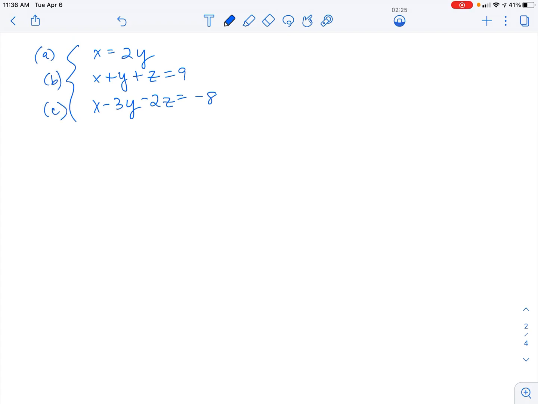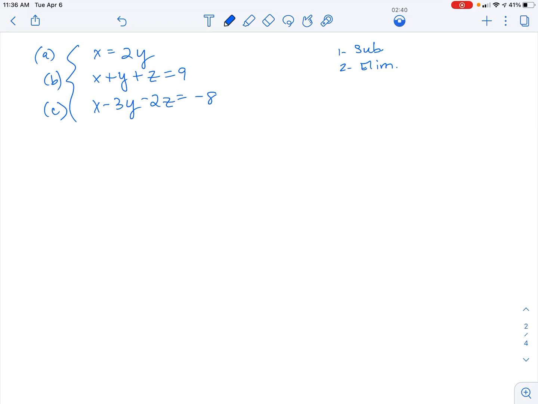Okay, let's say we have this system of equations. There's three of them here. So x equals 2y, x plus y plus z equals 9, and x minus 3y minus 2z is equal to negative 8. I'm going to assign letters to these: equation A, B, and C. Remember I said it's helpful if we can begin with substitution and then end with elimination. I'm just abbreviating those. So let's start this process.